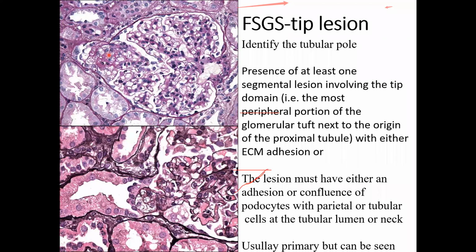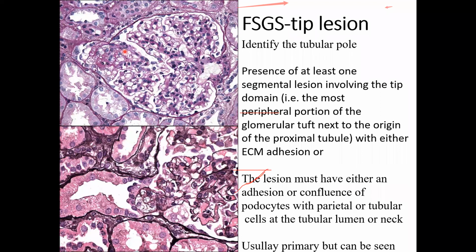The tip domain is the most peripheral portion of the glomerular tuft next to the origin of the proximal connected tubule. The lesion must have either an adhesion or confluence of podocytes with parietal or tubular cells at the tubular lumen or neck. Either segmental sclerosis should be there or just confluence of podocytes with tubular epithelial cells or parietal epithelial cells should be there to say FSGS tip lesion.